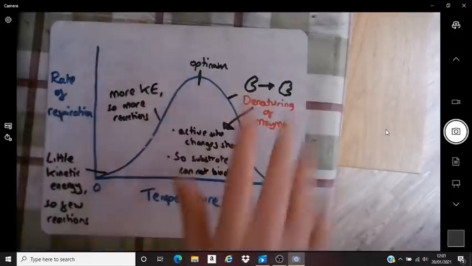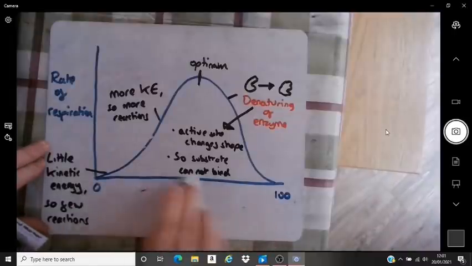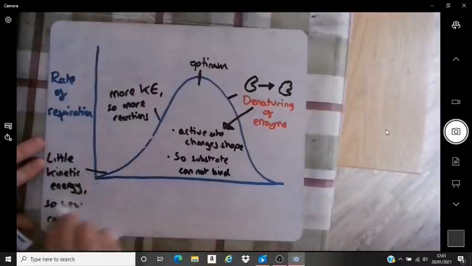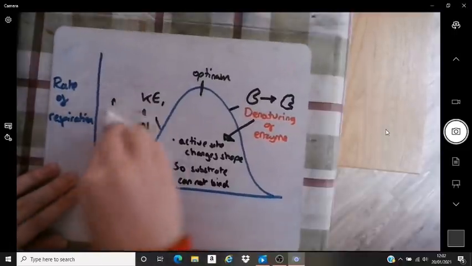So this graph is beautiful for explaining enzyme activity and what temperature is doing to it. I'm just going to change the graph ever so slightly. I'm no longer going to use temperature on the base. Instead, I'm going to focus on pH.